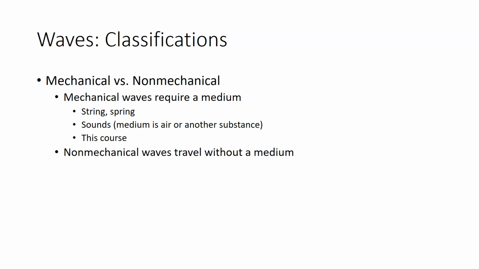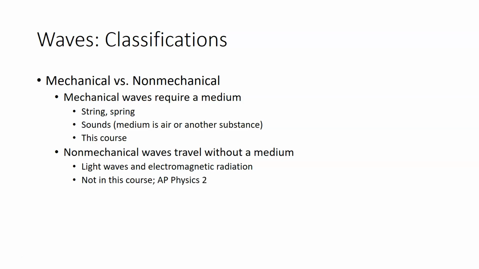Non-mechanical waves are things that travel without a medium. And I guess the question that begs is then what is it that's vibrating? And generally we would say that it is the field that vibrates. So if it's an electromagnetic wave, the electromagnetic field is the thing that's vibrating. But we really see non-mechanical waves in the context of light and electromagnetic radiation, but these are things that do not require a medium. We don't handle this at all in this course. It's exclusively a topic in AP Physics 2, and so that would be a way to see some of those topics.